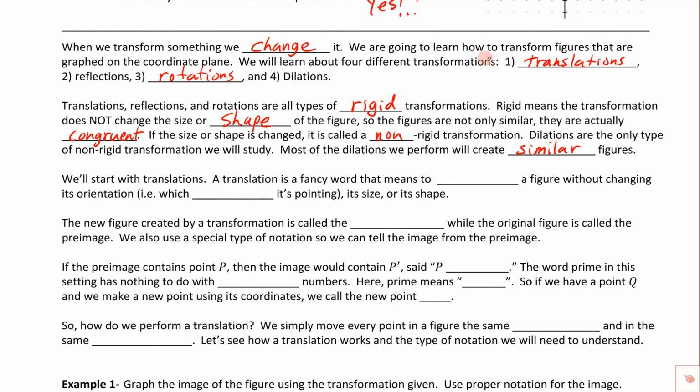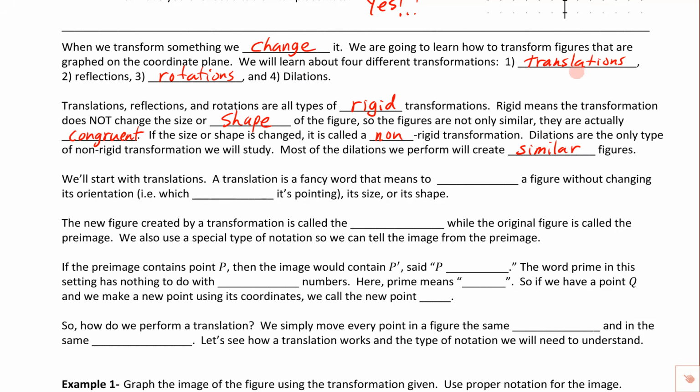We are going to learn how to transform figures. So we're going to transform shapes that are graphed on the coordinate plane. And we are going to learn about 4 different types of transformations. The first one is called a translation. So that's what we're going to learn about today. We're also going to talk in this unit about reflections, and we're going to talk about rotations, and the last one that we're going to learn about is something called the dilation.